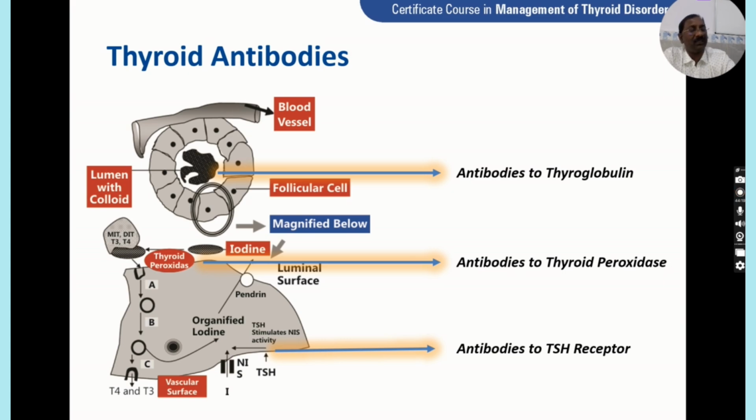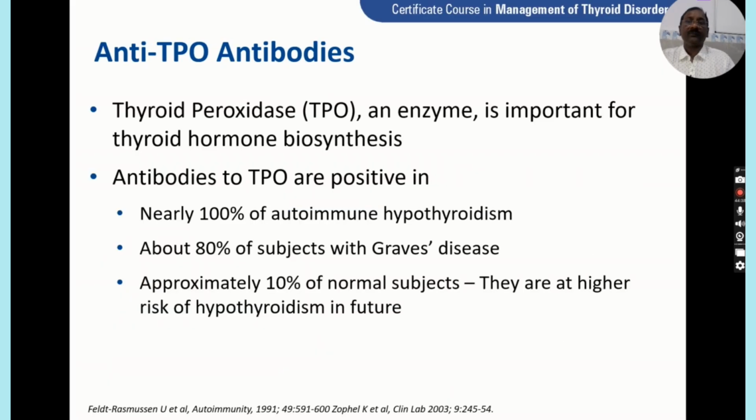So TSH is the most important hormone to stimulate your thyroid to release more and more T3 and T4. So these three antibodies are available in the market, and mostly we get TPO antibodies, the thyroid peroxidase antibodies. The other two antibodies are thyroglobulin antibodies and TSH receptor antibodies. The TPO, thyroid peroxidase, an enzyme, is important for thyroid hormone biosynthesis.